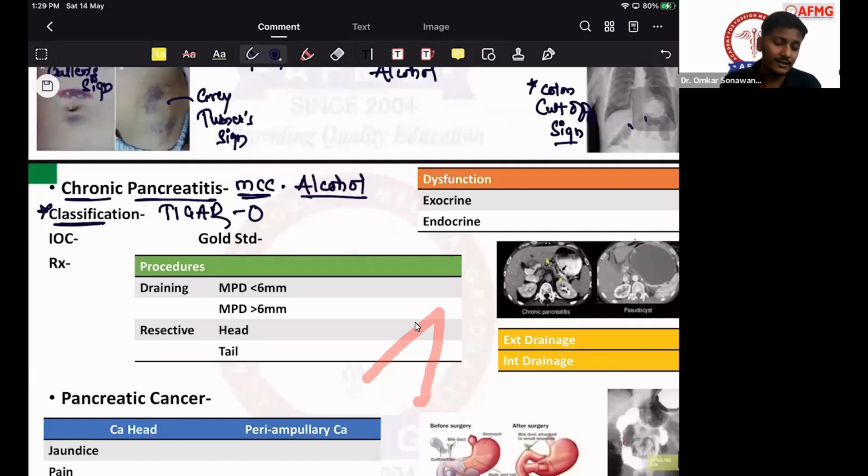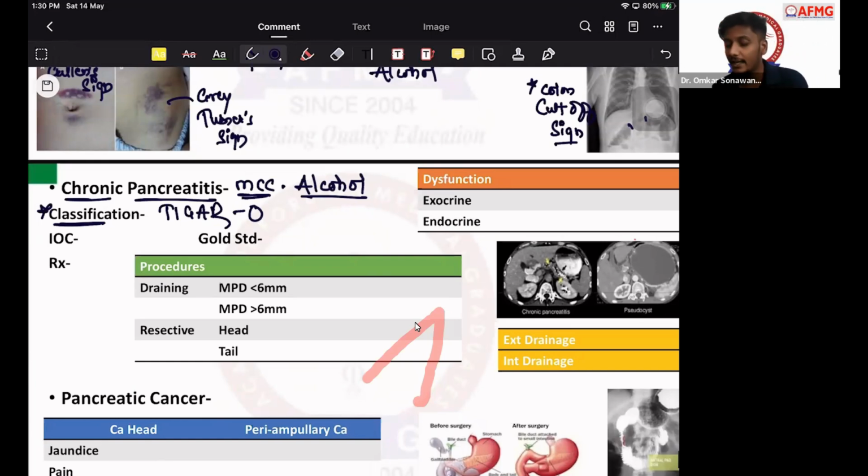IV antibiotics, yes, if there is abscess formation, high grade fever, if the patient is not responding to your therapy, then definitely you need to start IV antibiotics. Okay? But nowadays in acute pancreatitis the risk of infection is higher, so we can start IV antibiotics early in the course as well.